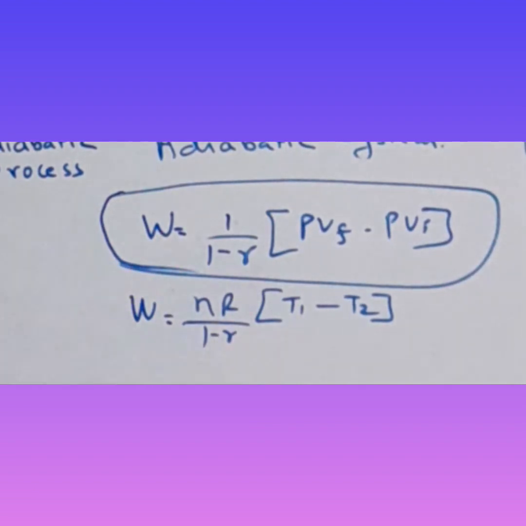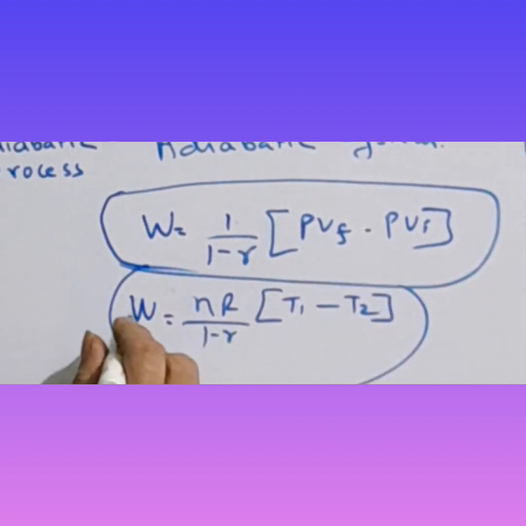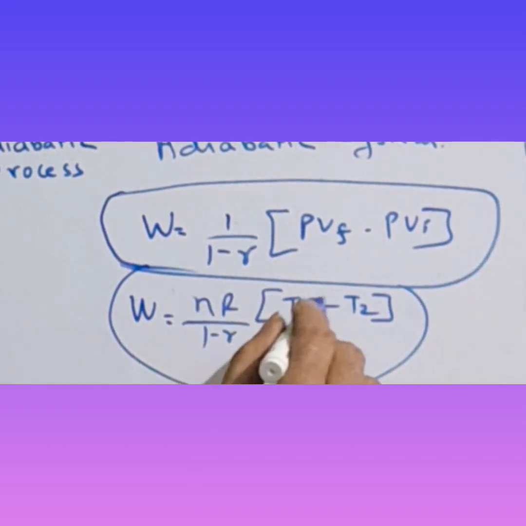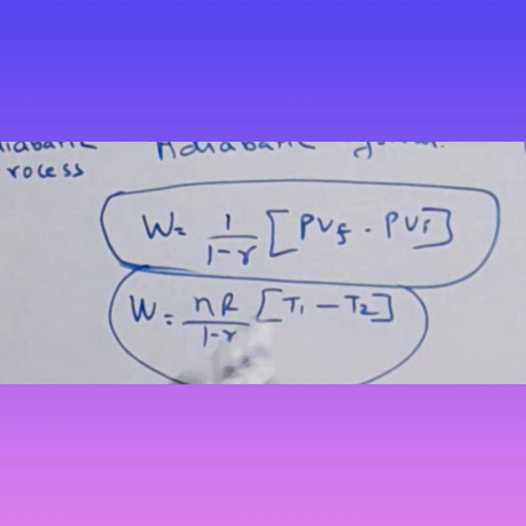Gamma disappeared, and the same thing can also be written as work is equal to nR over 1 minus gamma times T1 minus T2. Now, as we know, PV is equal to nRT.